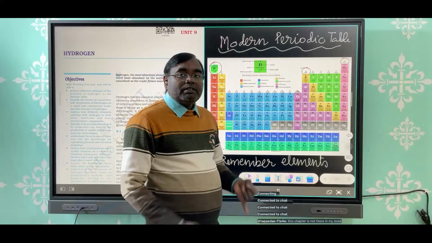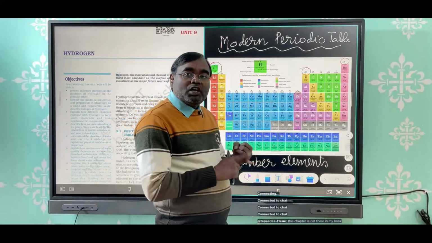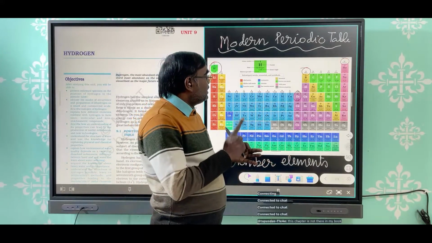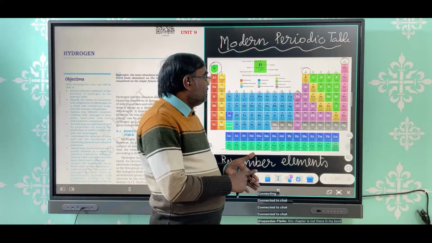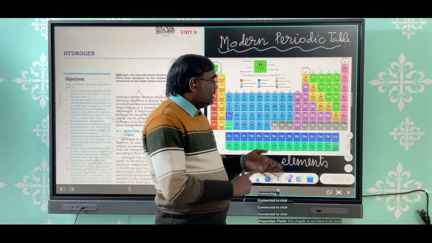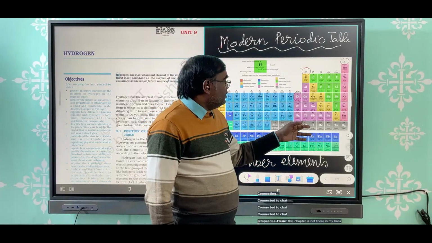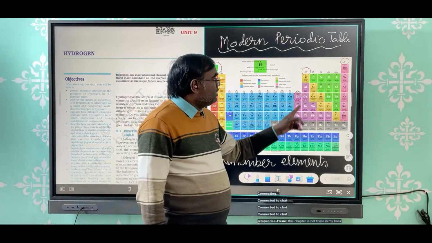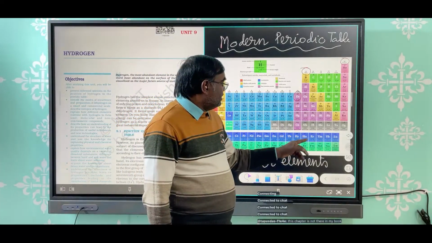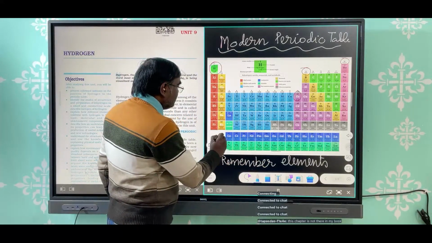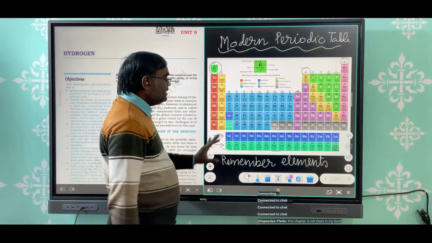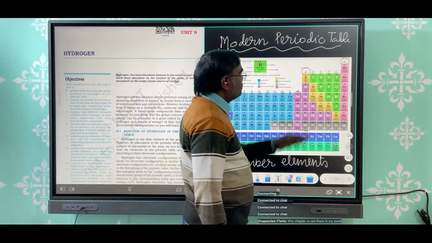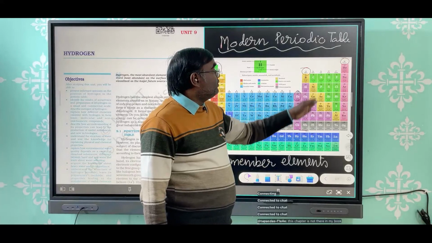So you can remember, starting from boron 5, aluminum 13, gallium 31, indium 49, thallium 81, and nihonium 113, and that is also having the 3 valency. So these are the different series. So up to this you can remember, right? So this is the valency 3.